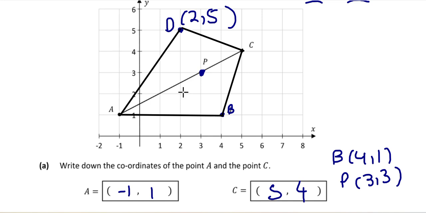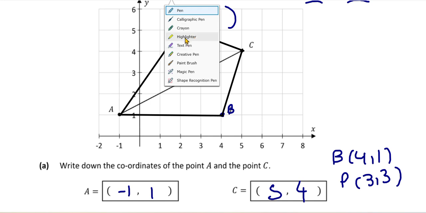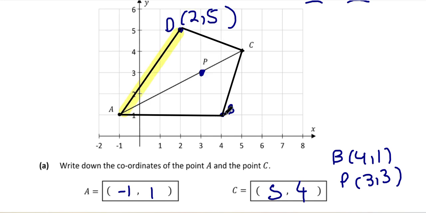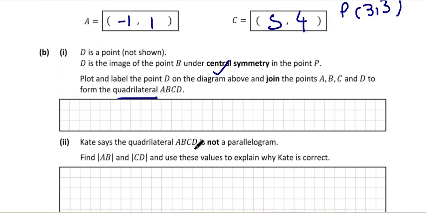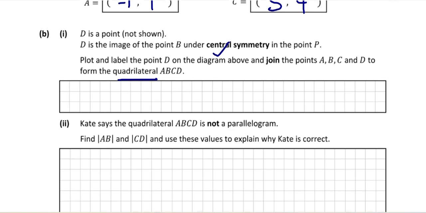Opposite sides aren't the same length. As an example, AD isn't the same length as BC. Or you could also say that DC isn't the same length as AB. We can clearly see they're not the same length, okay? So, Kate says it's not a parallelogram. Find the length of AB and CD and use the values to explain why Kate is correct.